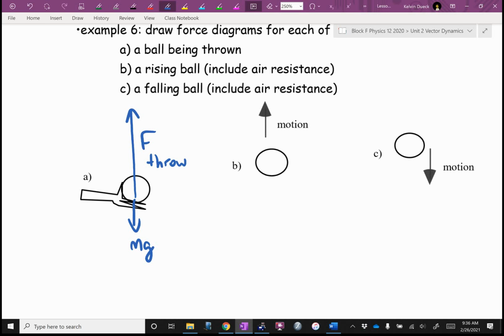But B, a rising ball, and they want me to include air resistance. Well, okay, first of all, what are the forces acting on it? Get the obvious one. What else? I guess air resistance. Which way? In the opposite direction of motion. You could put a little arrow like that. I find that confusing. If I have two forces in the same direction, I usually draw the other one just beside it like that, so I can clearly see that there are two forces. And I'm assuming that air resistance is less than gravity. I think it is.